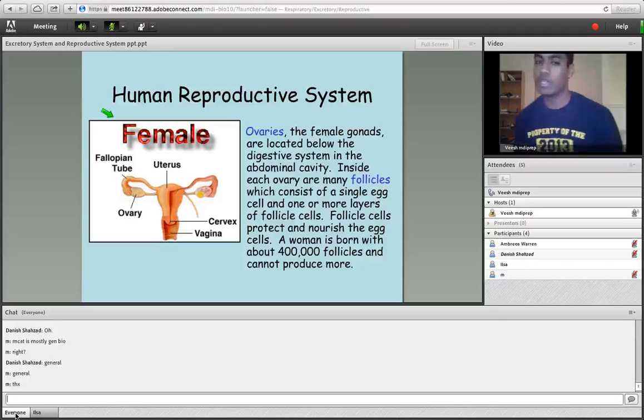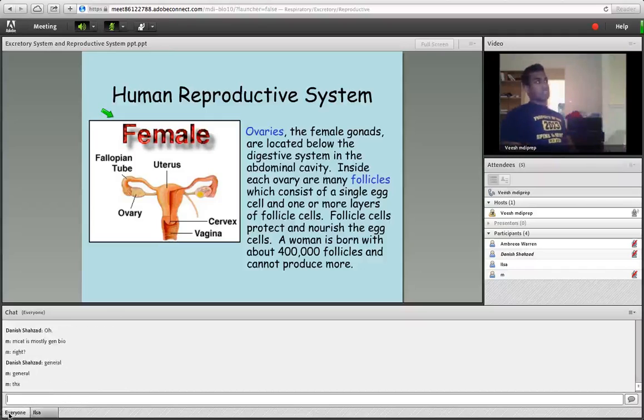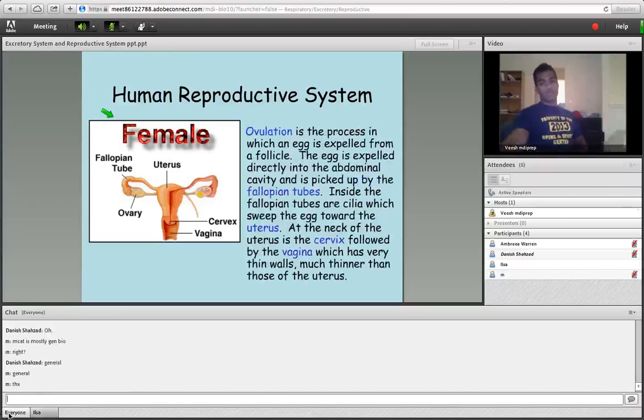In fact, a woman is born with every single egg that she's going to use during her life, whereas males are constantly producing sperm. So it's an interesting thing that whatever cells a female needs for her reproductive system, she's born with. So, one difference between the two.